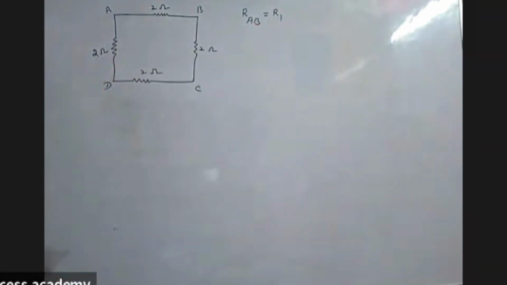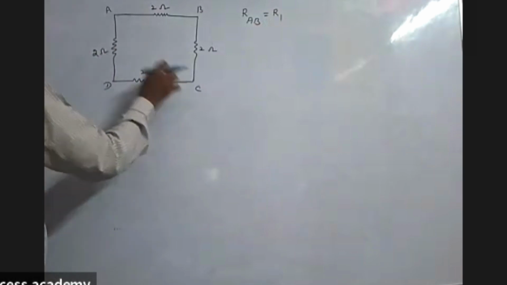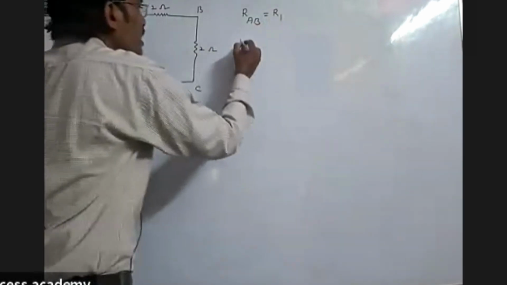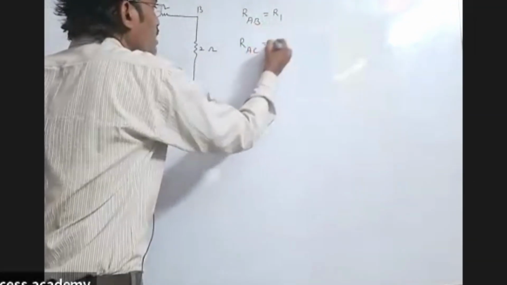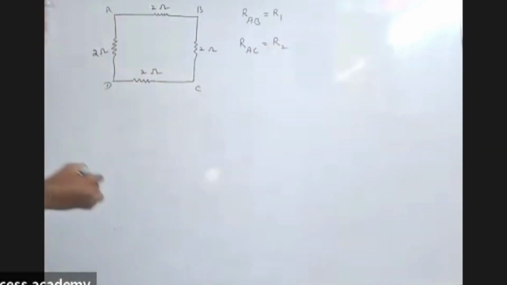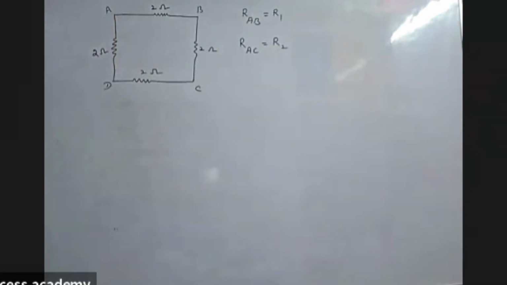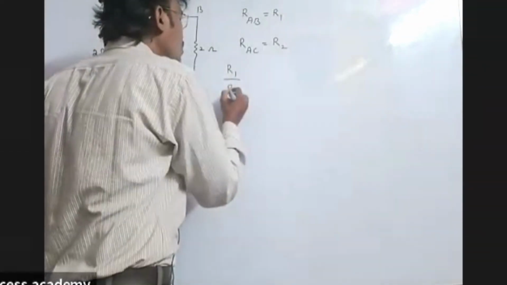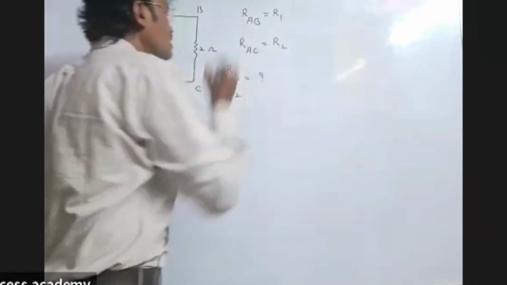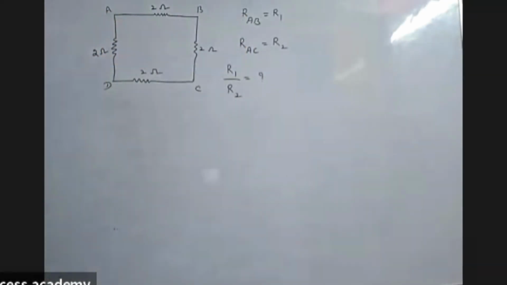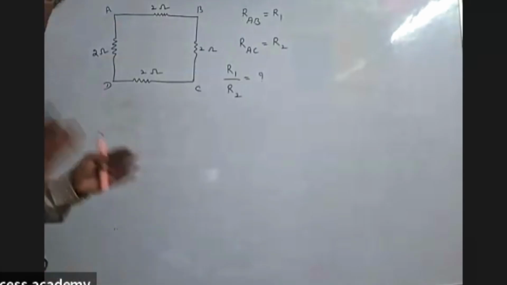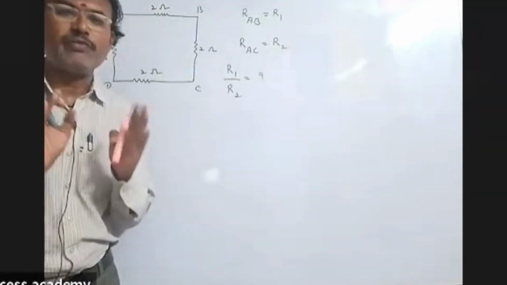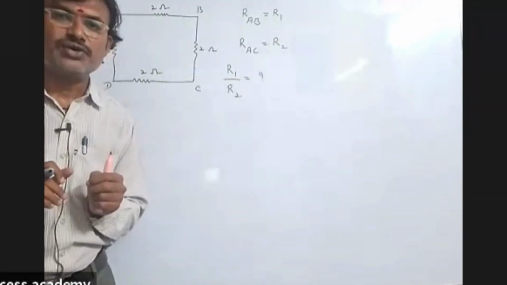And that between A and C, RAC, is R2. RAC is equal to R2. Then the ratio of R1 by R2 is what? Remember, once again I'm repeating the question here. At first, try to understand the question.